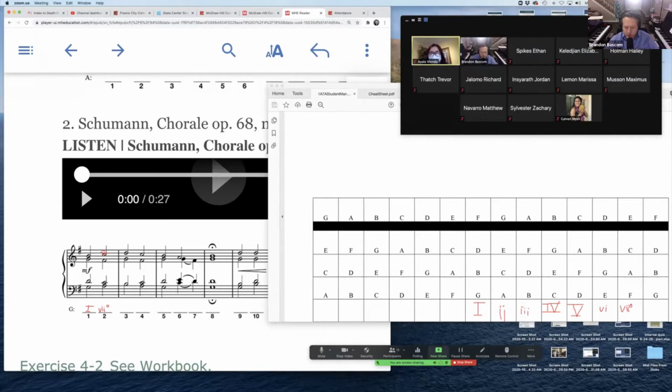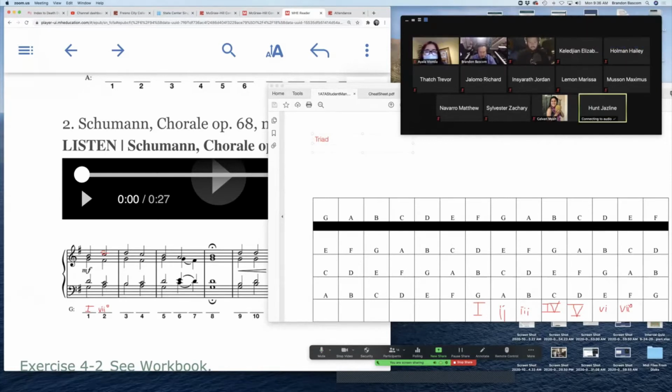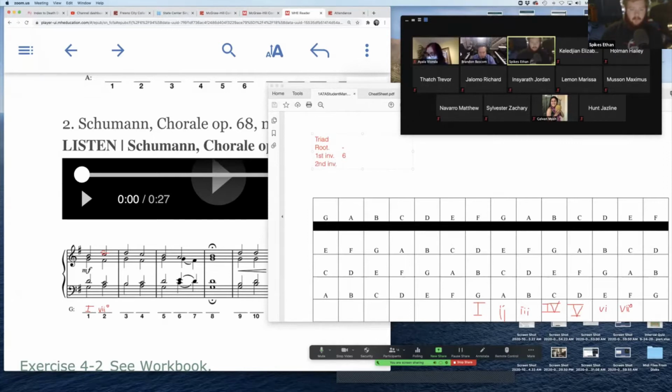All right, let's go over the root signs again. If we have a triad, and we're in root position, what is our symbol? There is no symbol. That was a trick question. If we're in first inversion, what is our symbol? A 6. If we are in second inversion, what is our symbol? 6, 4.